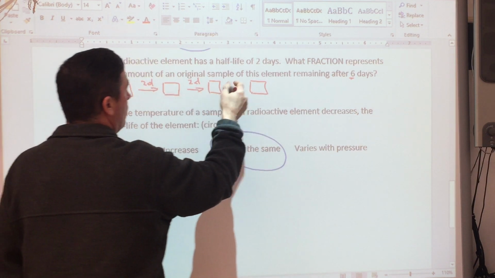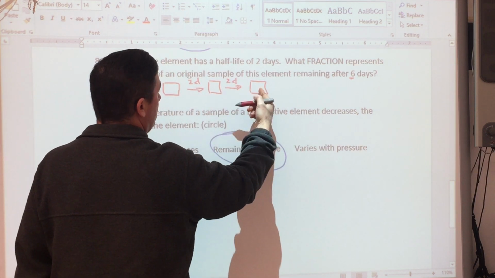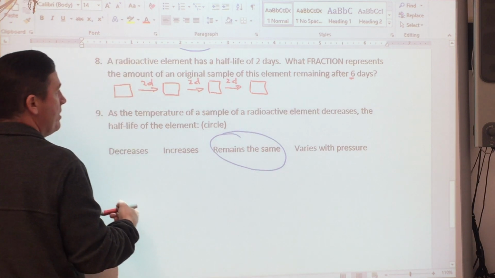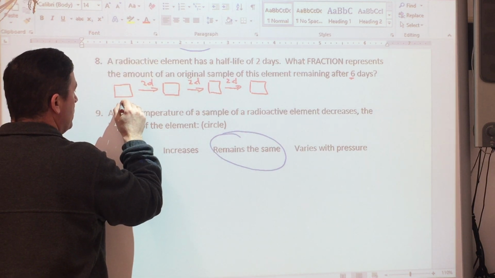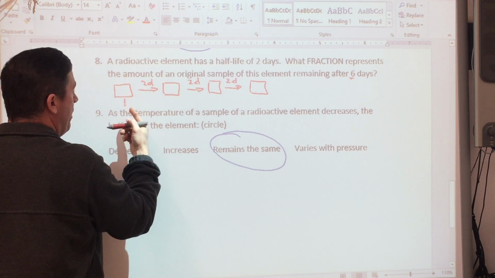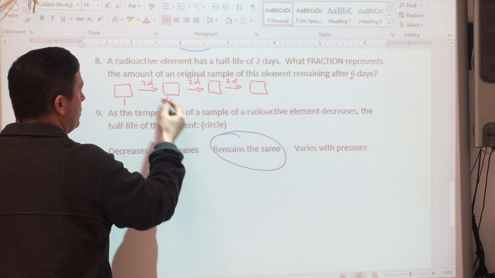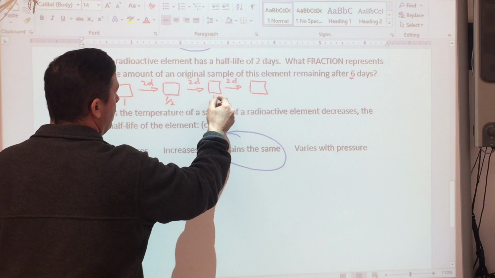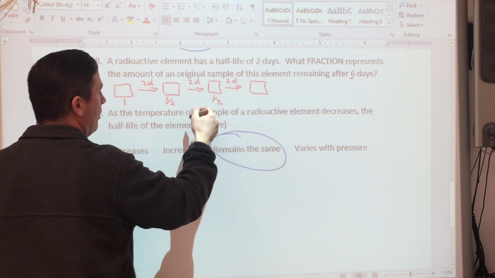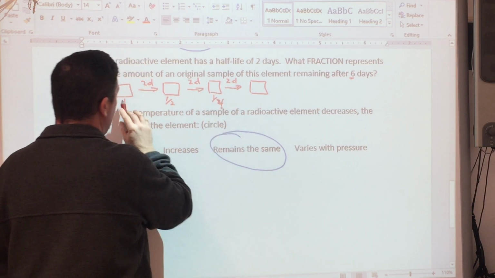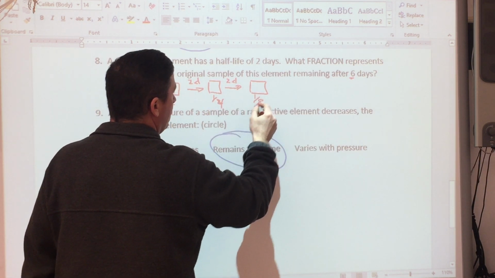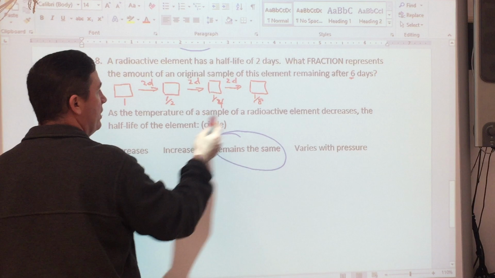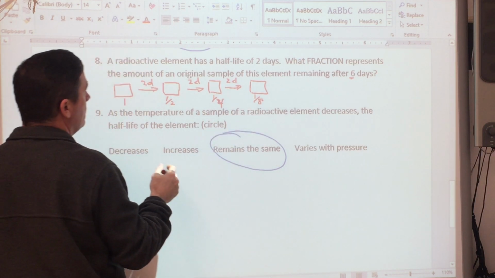Now I've got 2, 4. There's my total of 6 days. Okay? So this is the original. That means it's 100%, so we would say it's a whole. It's 1. So after 2 days, it's half. After another 2 days, it's 1/4 of the original, half of a half, and 1/8 of the original, half of a quarter.